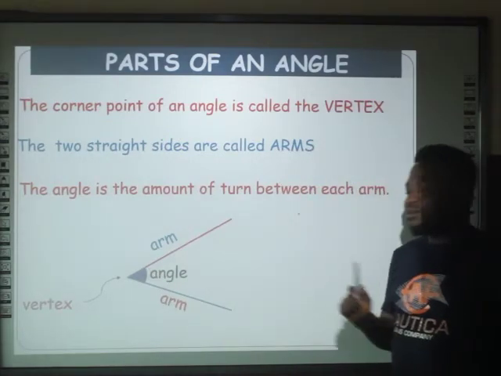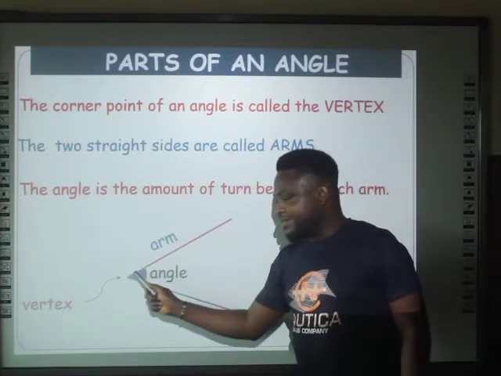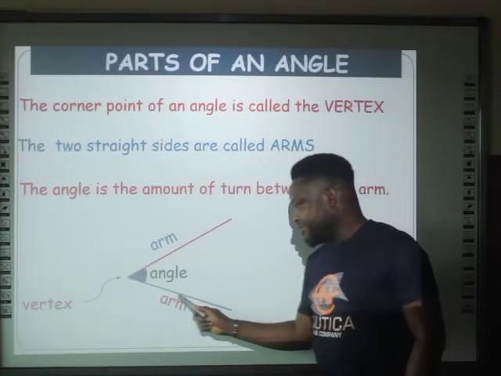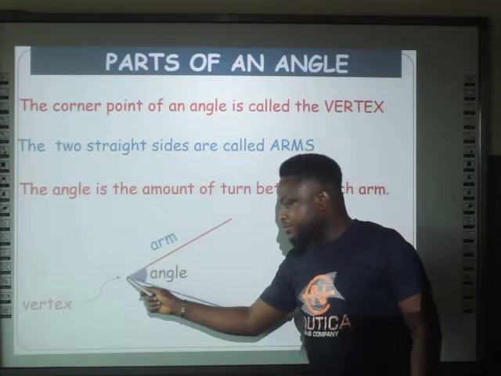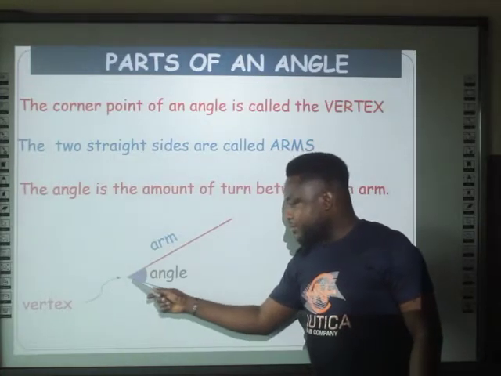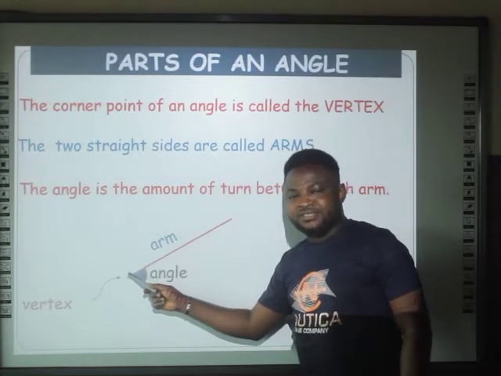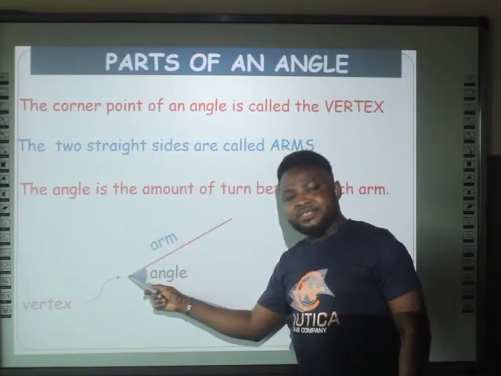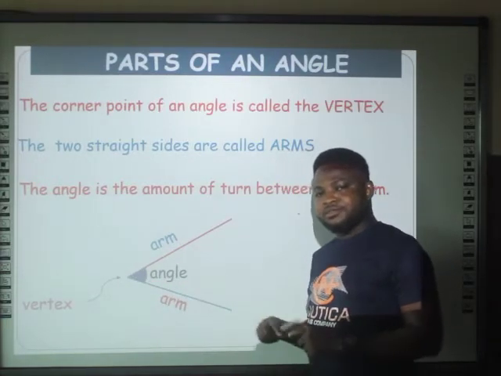What do you observe here? Look at this arm, this line here, as well as this line. This is their meeting point at the vertex. In other words, these are points of what? Intersection. At this point of intersection, an angle is what is formed.